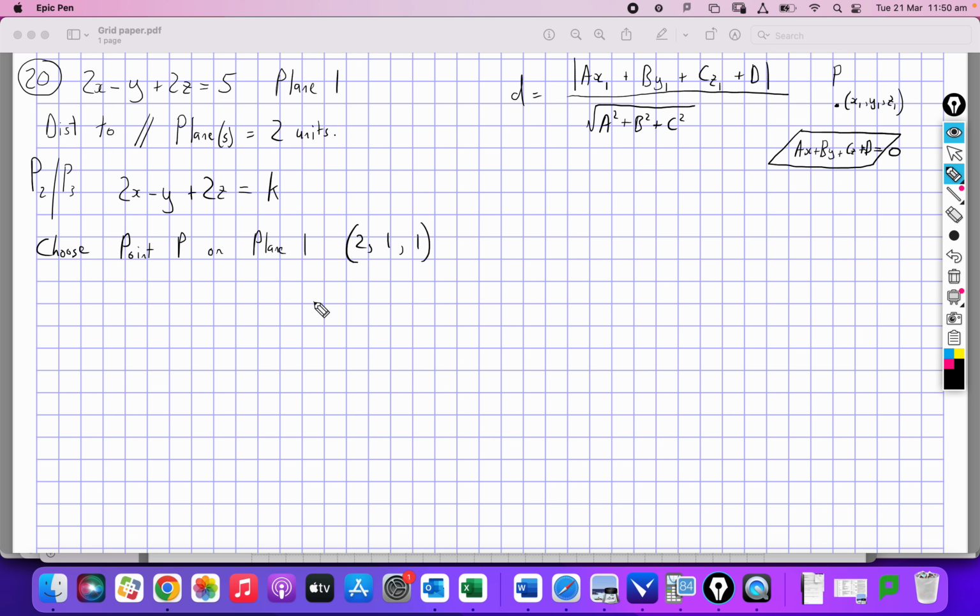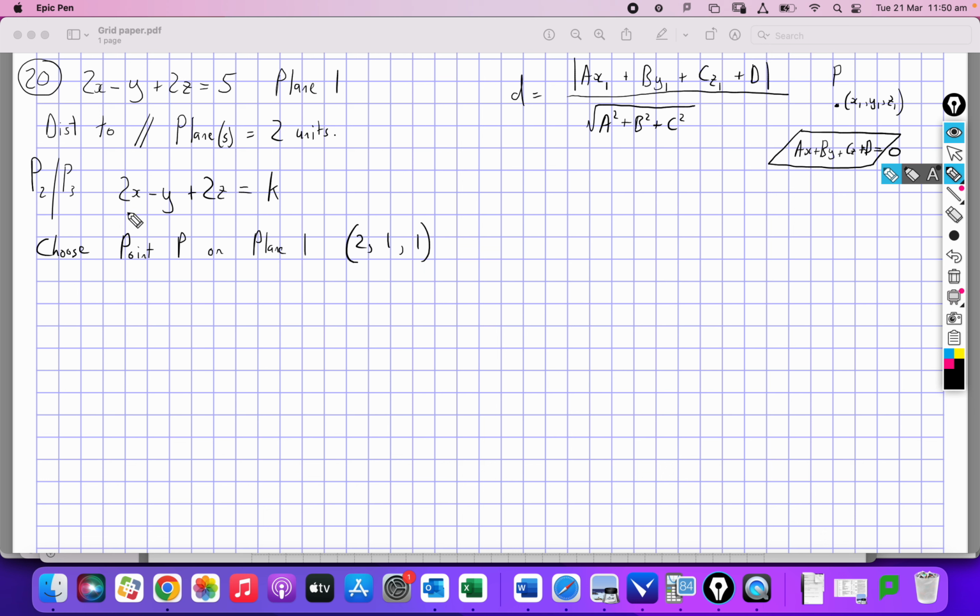So that's a point. Maybe another point. Maybe it was easier if I could make the x 0 and the z 0. Then the y would have to be minus 5. Maybe that's an easier point to work with. As long as it satisfies this equation, I'll just stick with my first one, because the planes are parallel, so you can go from any point.